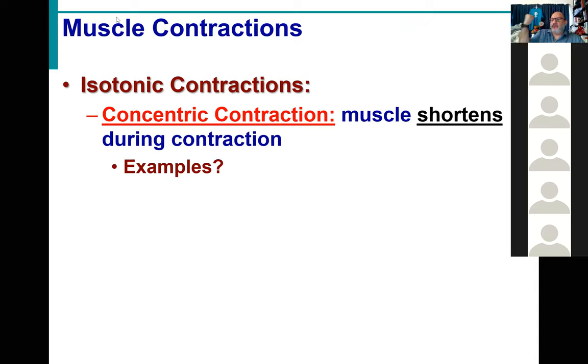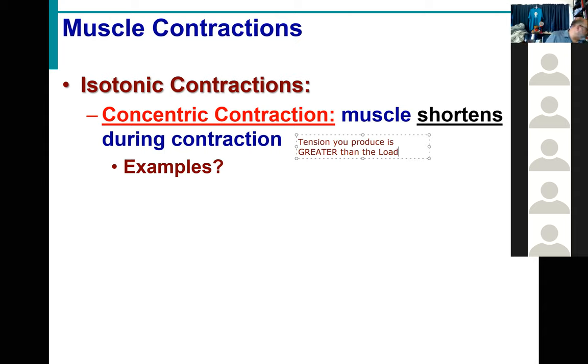This is like when you're lifting those groceries, when you're lifting this weight. In this case, the muscle gets shorter during the contraction. And the reason the muscle gets shorter is because the tension that you produce is greater than the load.